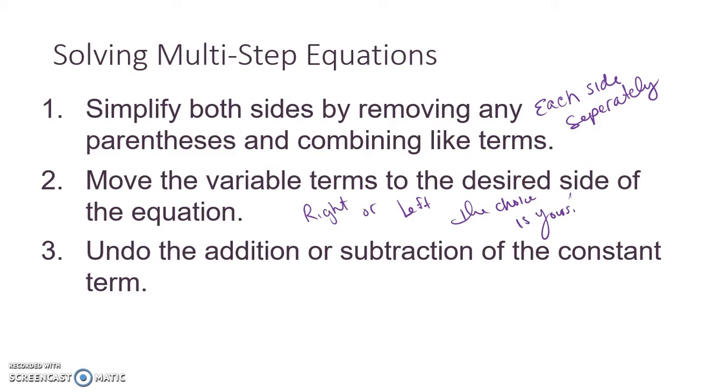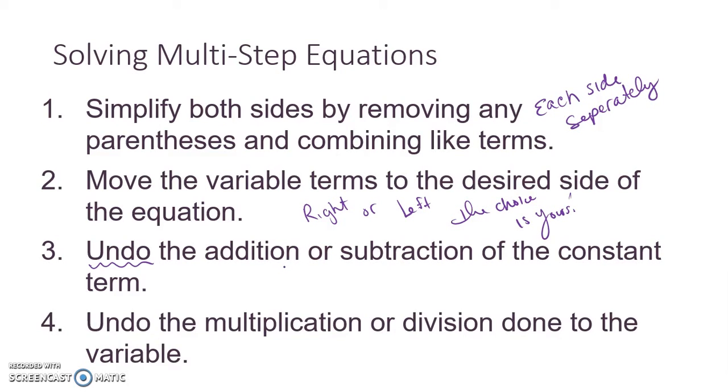Undo the addition or subtraction of the constant term, so this is just solving our one-step or two-step or multi-step, however many steps are left, just undo by using our reverse order of operations and our inverse operations. And then undo the multiplication or division done to that variable, that's the end of it, so add or subtract, multiply or divide. Those two go together whether you have a one-step or a two-step equation that you're solving.